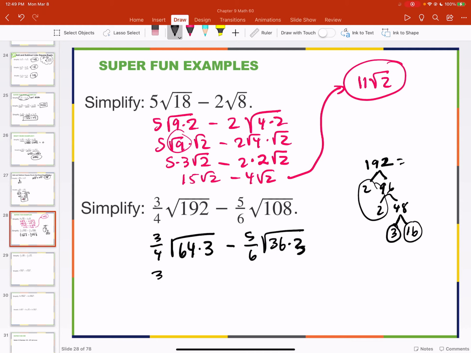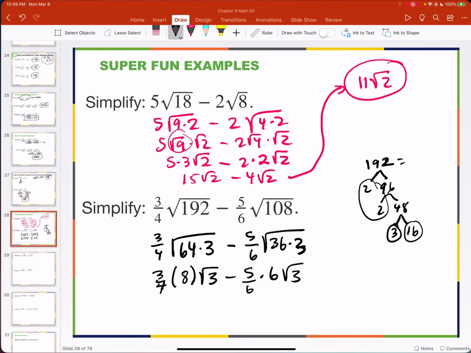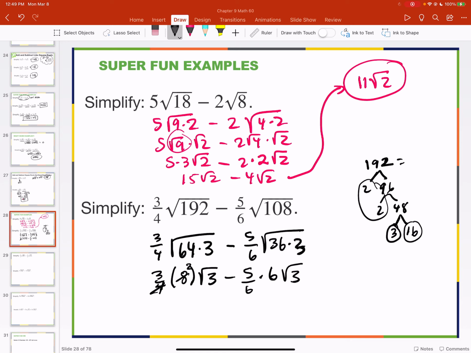So then this becomes 3/4 times 8, that's square root of 64, root 3, minus 5/6 times 6 root 3. So it's nice here. 4 goes into 8 twice, so you get 6 root 3. Here the 6's cancel out, minus, and then you're left with 5 root 3. So then your final answer is just root 3.